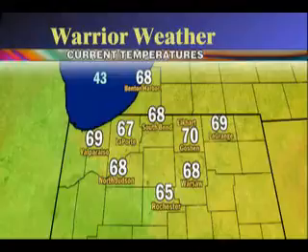Looking at the morning temperatures in our local area, we had South Bend, Elkhart, and Warsaw at 68, Rochester at 65, Goshen at 70, and La Grange at 69 degrees.